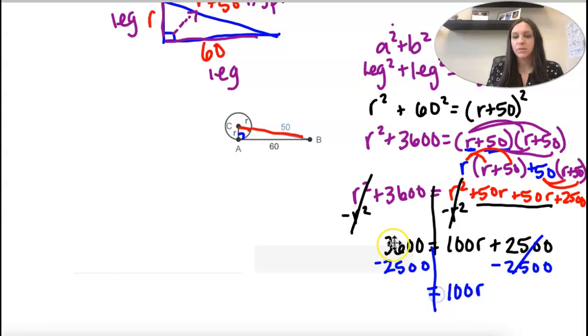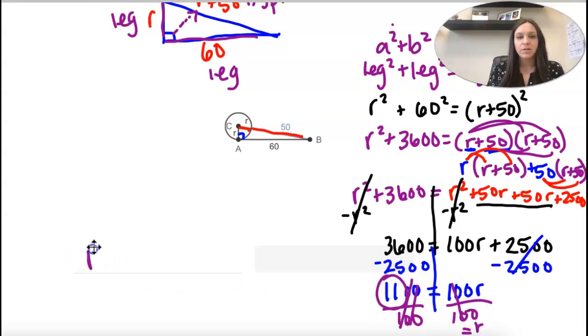100R equals 1100. And then divide both sides by 100 to get R by itself. The zeros cancel, and we're left with 11. So R equals 11. That's our radius, and that's what we were trying to solve for.